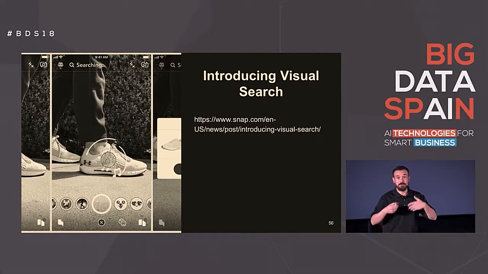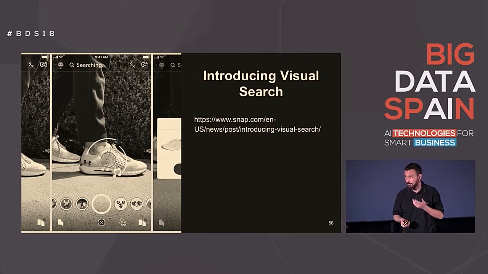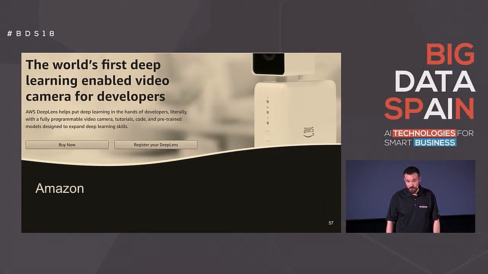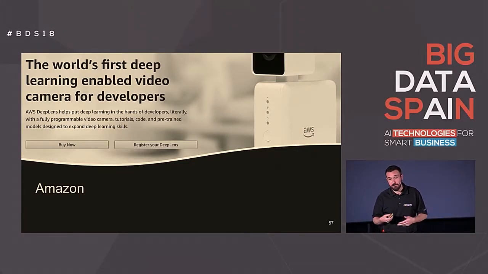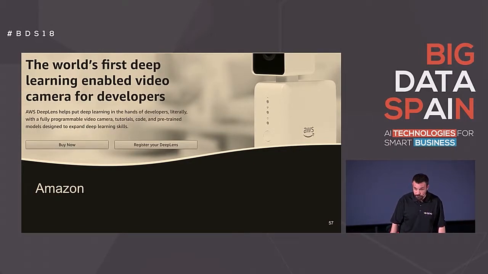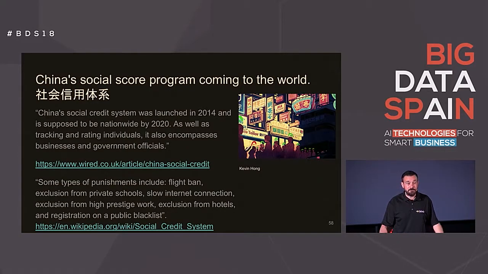Even visual search is one thing that companies are doing: you just see something, search, and buy. This is a demo in Snapchat, a visual find. You can even buy a webcam that includes all these features. All the features of face recognition are included in this Amazon webcam. And then the best example of this is the China social score program.